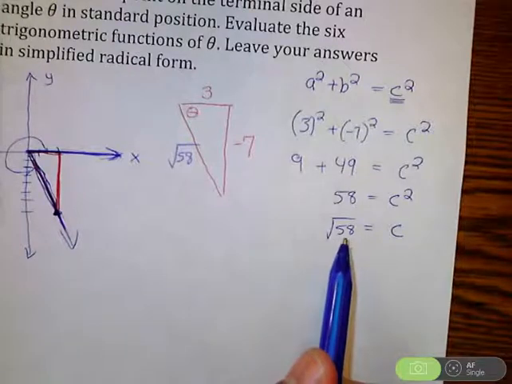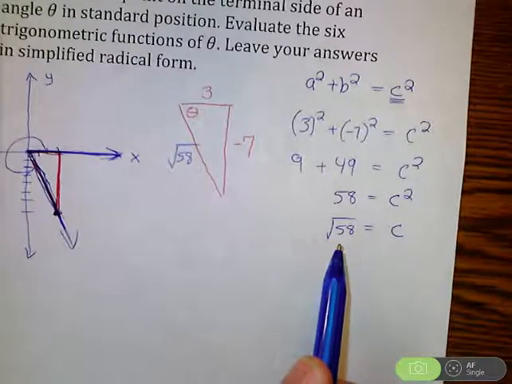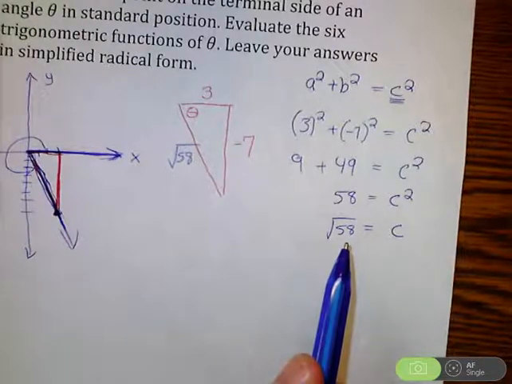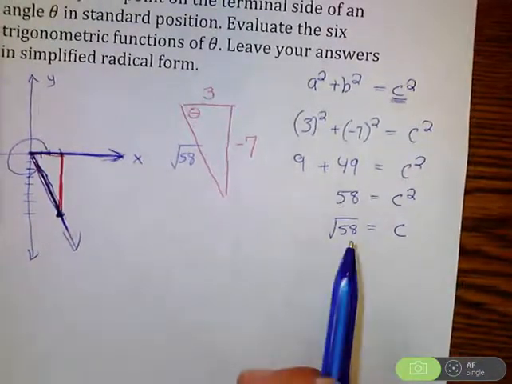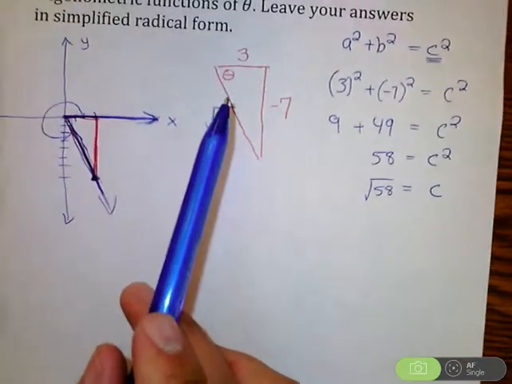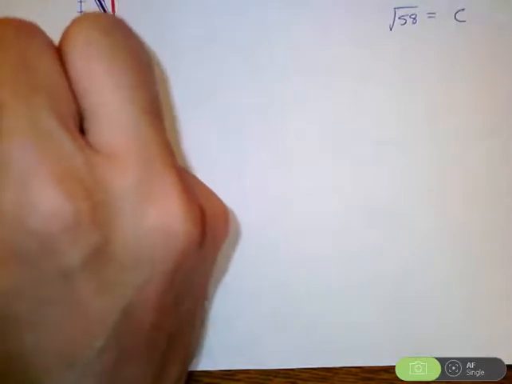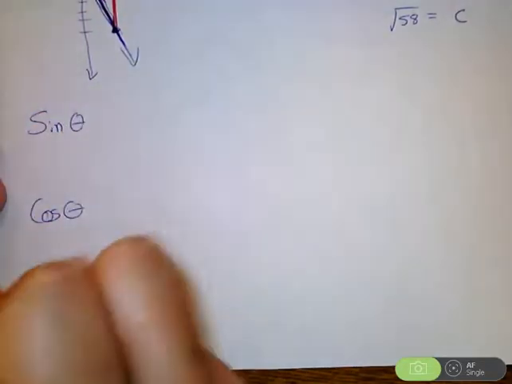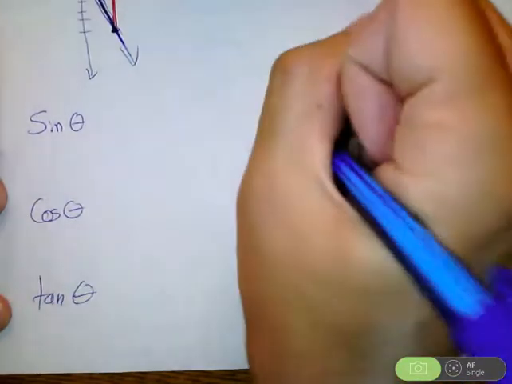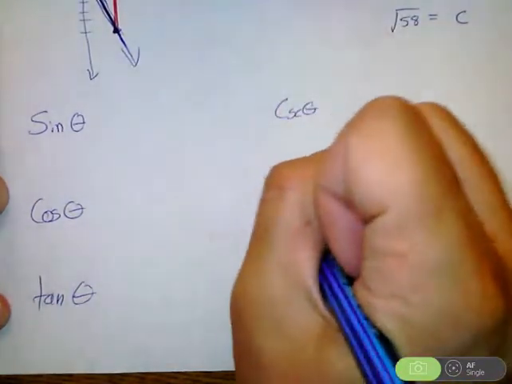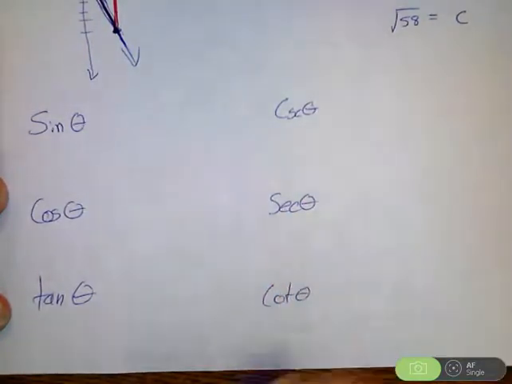You would want to see if we can simplify this square root. The square root of 58 does not break down. There are no perfect squares like 4, 9, 16, 25, or 36 that divide into 58, so there's nothing we can do with that. Now I'm going to answer the six trig functions that pertain to this angle theta. I'll set them all up: sine of theta, cosine of theta, tangent of theta, and then cosecant of theta, secant of theta, and cotangent of theta. I just need to fill these all in. I'm going to fill them all in first, and then I'll worry about simplifying, reducing, and rationalizing at the very end.